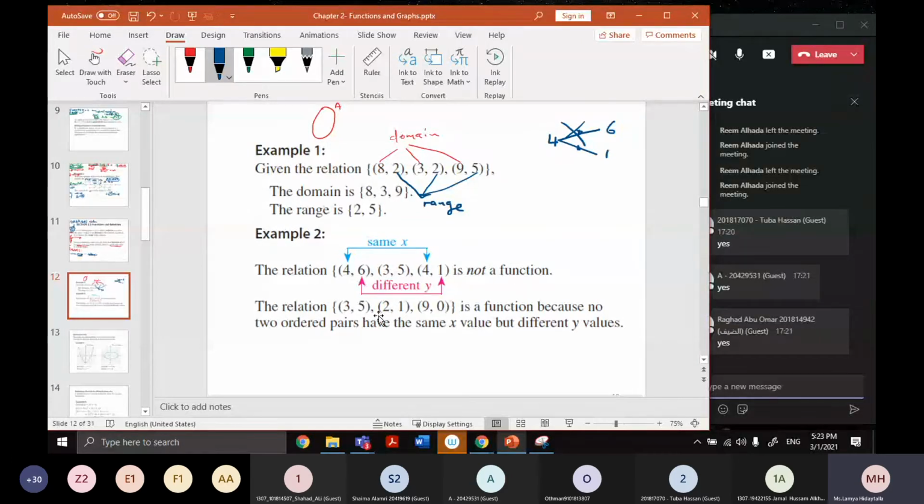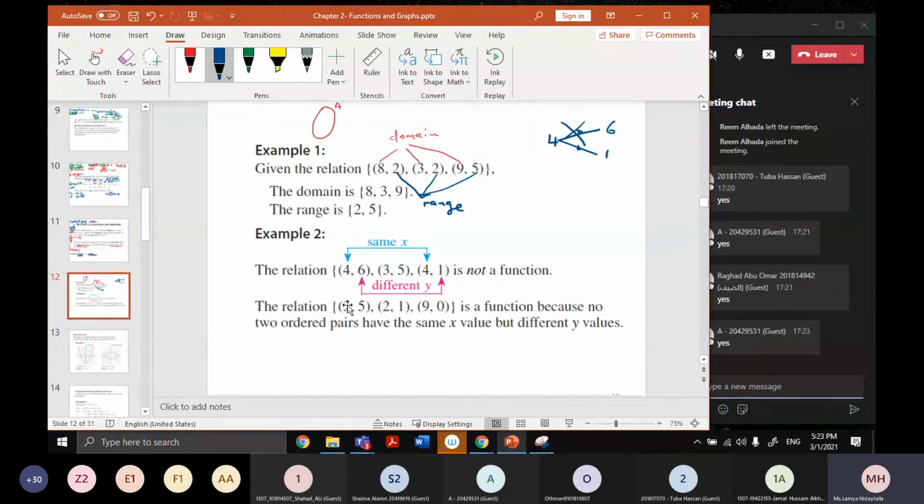Clear? Now here: 3 and 5, 2 and 1, 9 and 0. Is it a function or no? Yes, it is a function. 3, 2, and 9: as soon as I found them different, then it's okay.